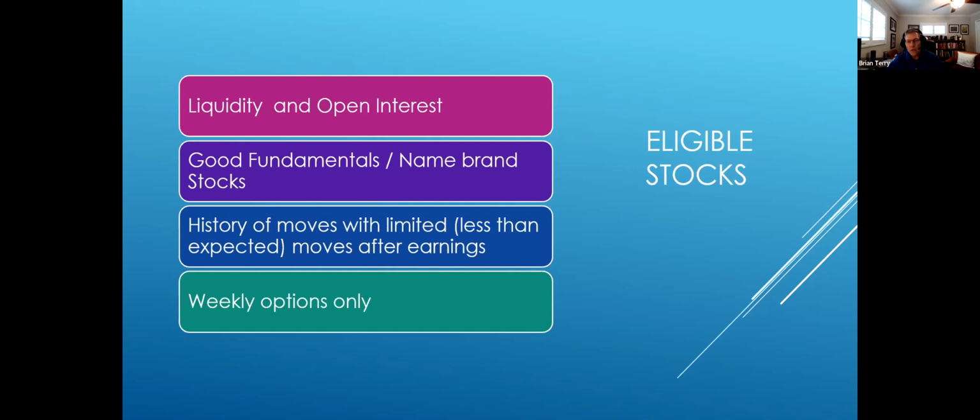And we want to also look at the history of these moves. We want to make sure that they don't have these giant outliers. So, and I'll show you what that means in just a second. And then the final thing in terms of eligible stocks is we want to make sure that these stocks offer weekly expirations. We don't want to trade a stock that has earnings tomorrow and have to hold it till May 20th. So we want to look for weekly options.